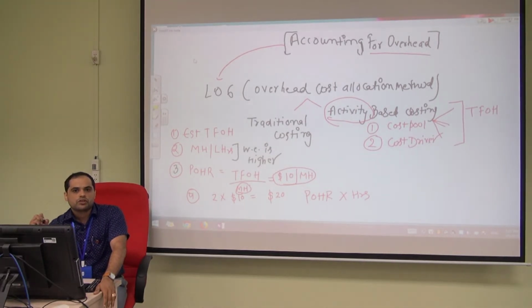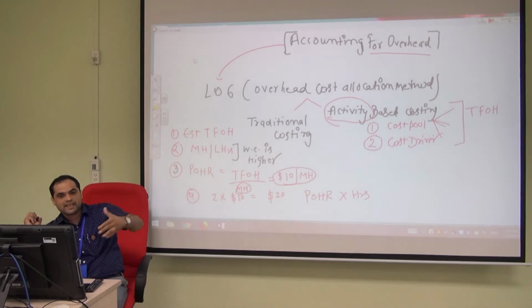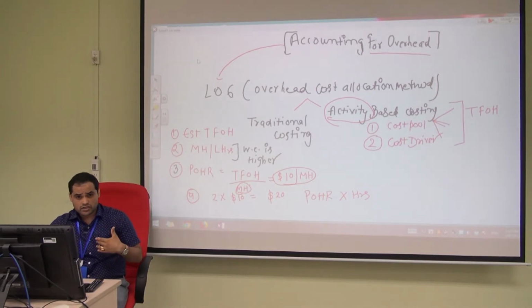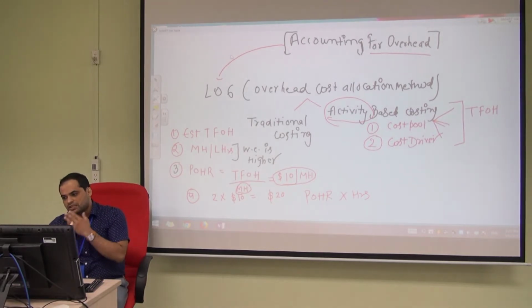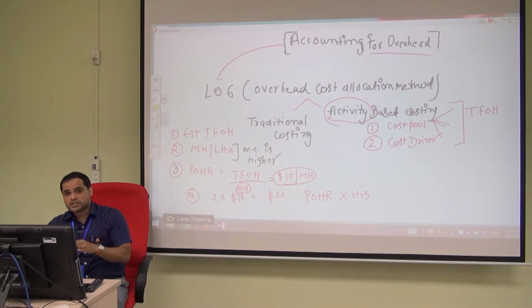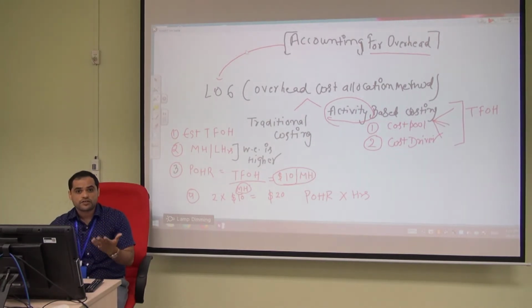Cost drivers are a combination of various activities. A cost driver is any kind of action or event which increases or decreases your cost. For example, before I gave the example of purchase order as your cost pool. In a purchase order, we place multiple orders, let's say the number of orders. So the number of orders is the cost driver.